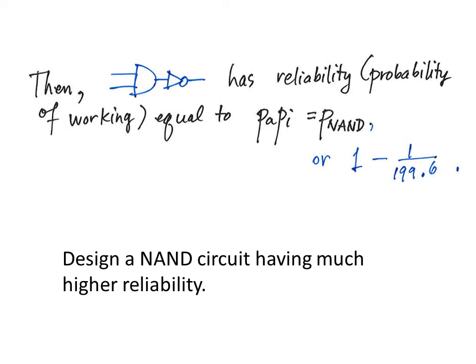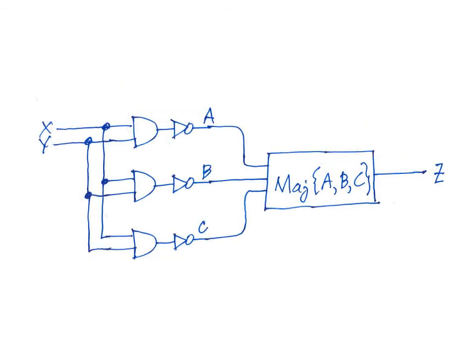Let's design a NAND circuit having much, much higher reliability. And here's how I propose to do it. Let's take 3 of our original circuits and put them into a majority gate. That way, if one of them doesn't work, the other 2 will be the majority. And hopefully this will improve overall performance.